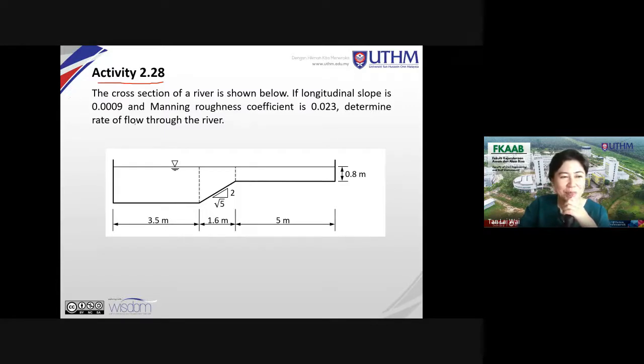If you look at this as a cross section of a river, the longitudinal slope is 0.009, Manning roughness is 0.023. In this activity, there will only exist one Manning roughness coefficient. So you can combine A and also combine the P, because there's no effect on the roughness. There's only one, so it's the same. That means you can factor the Manning. You'll get the same if you combine it too.